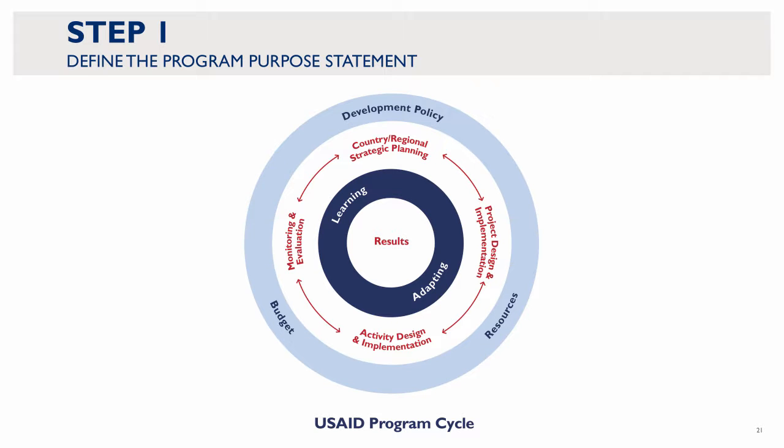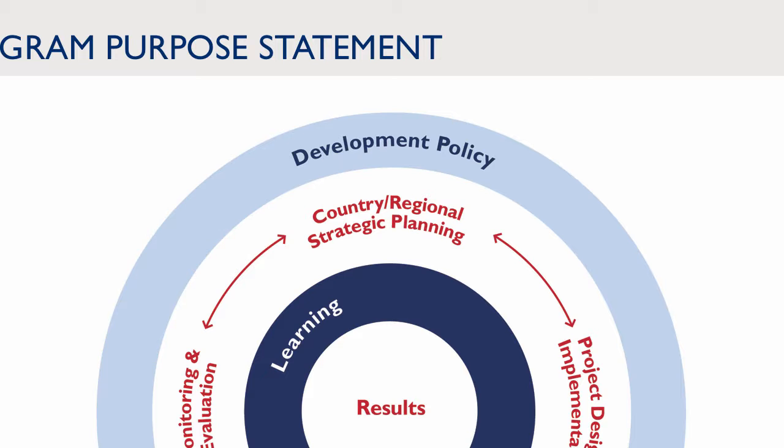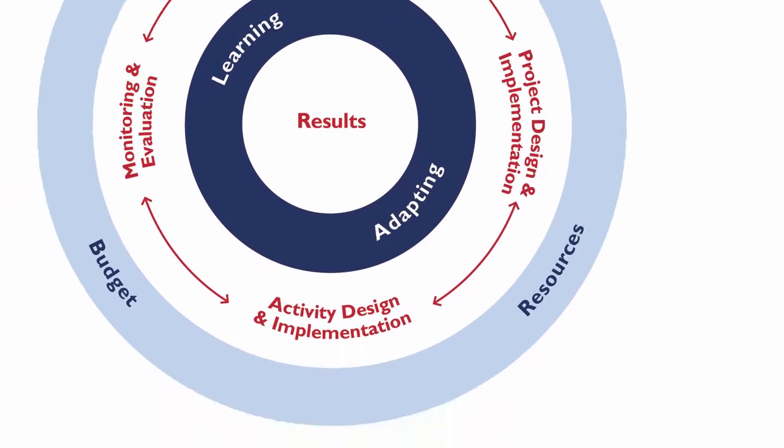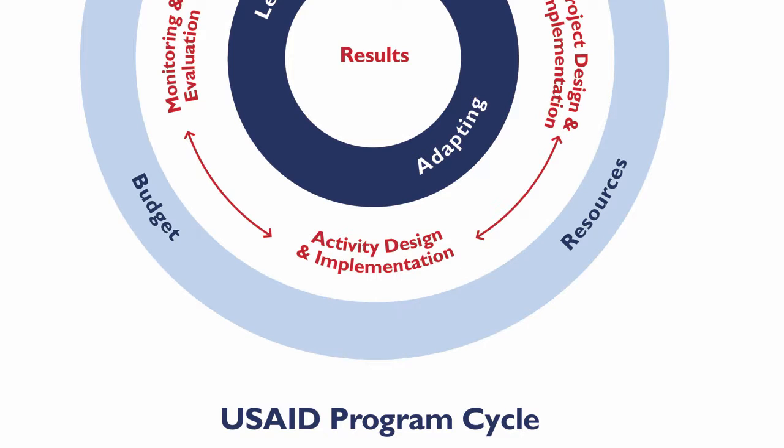This first step is to define the end result of the program being designed, which in USAID is called the program purpose. In this context, program is used as a general term that may refer to a USAID project or activity. In the USAID program cycle, country development cooperation strategies consist of projects, which themselves consist of activities. It is usually those activities that are contracted out to implementing partners.